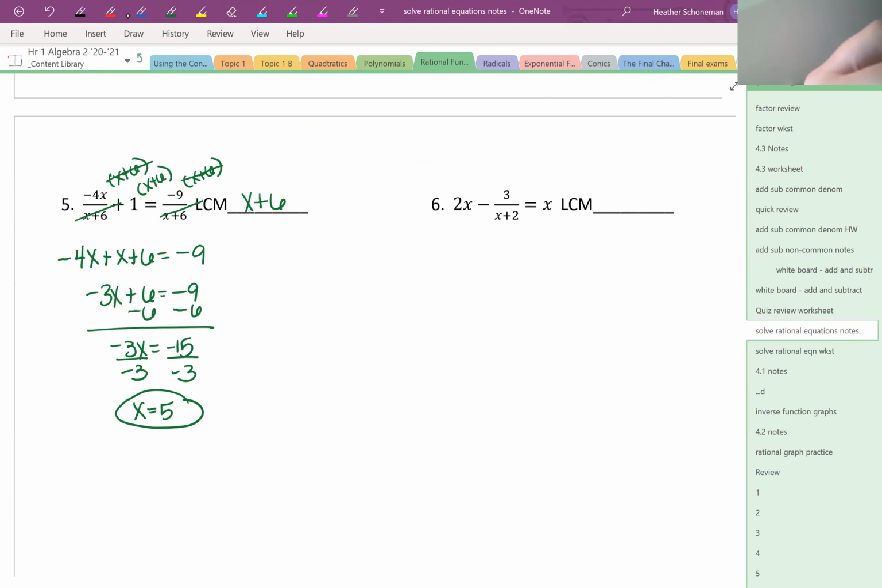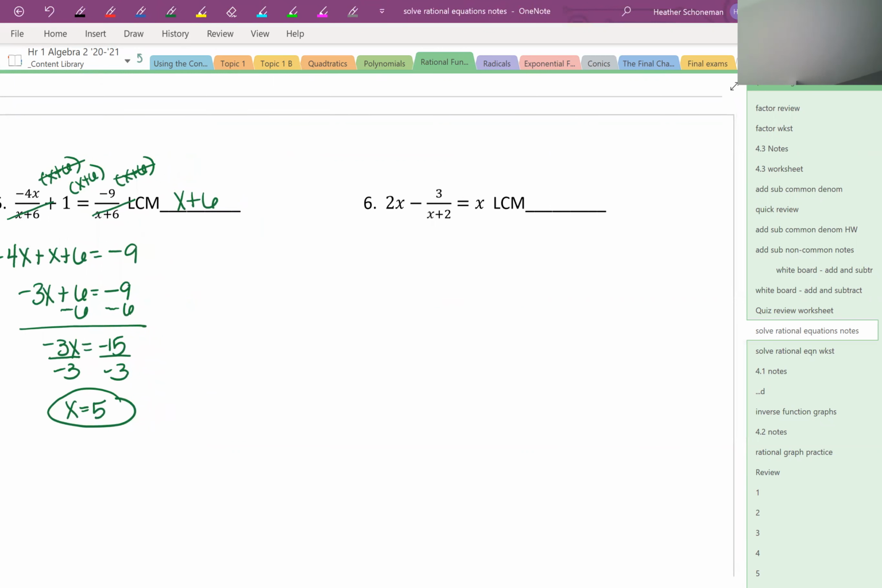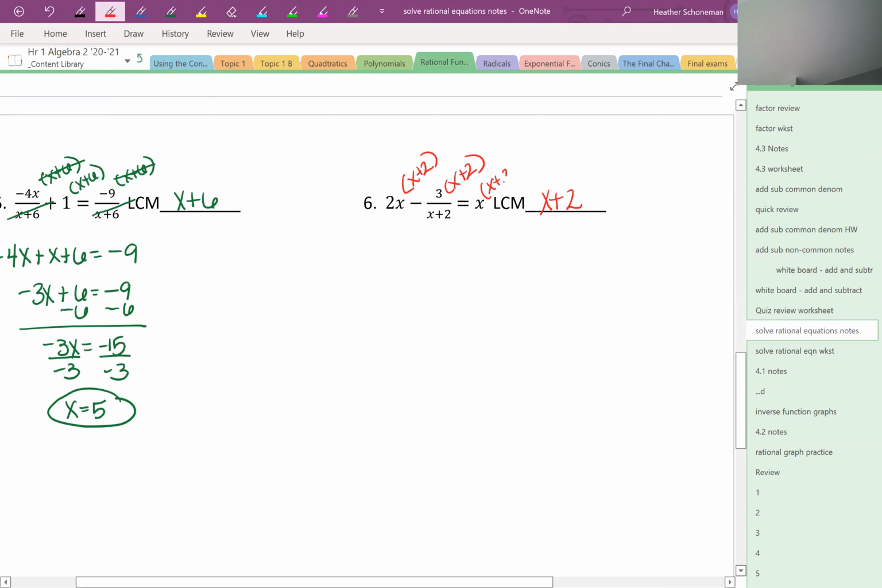All right, number 6, same process. We're just going to get a different type of answer, or something different is going to happen, I guess I should say. The only denominator is x plus 2, so that has to be my least common multiple, or my least common denominator. So I'm going to multiply everything by x plus 2. Now, just like when I was adding and subtracting, if you've got a minus, change it to plus and negative. Some of them won't make a difference, but man, some of it really will.